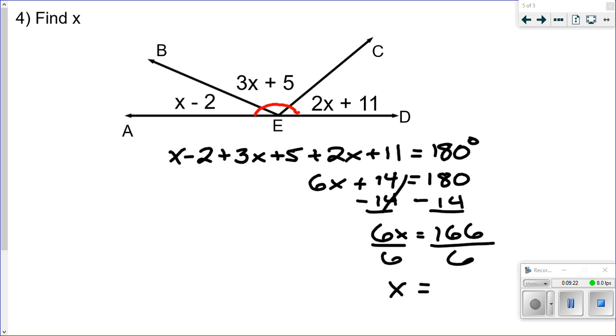X equals, let's see, 2, 12, 40. I think this is going to be a decimal. Let me get out my calculator. 166 divided by 6. 27.6 repeating. 27.6, and the 6 repeats.